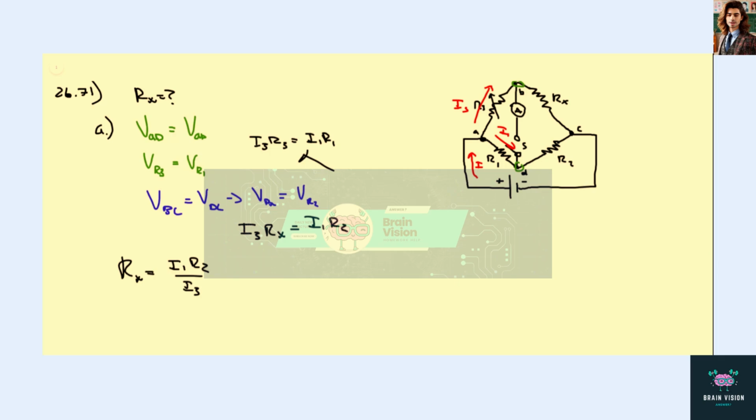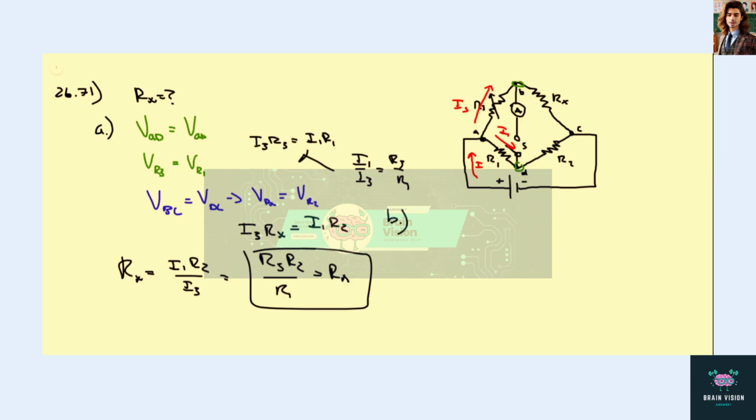If we rearrange the top equation, we know that I1 over I3 is R3 over R1. So let's plug that in, and this becomes R3 R2 over R1. And this is what Rx is. Perfect.